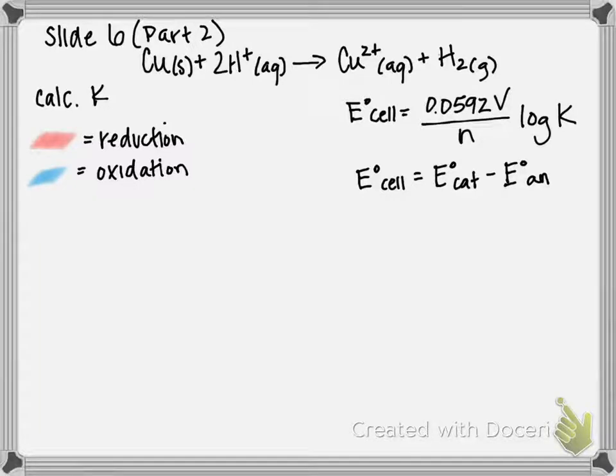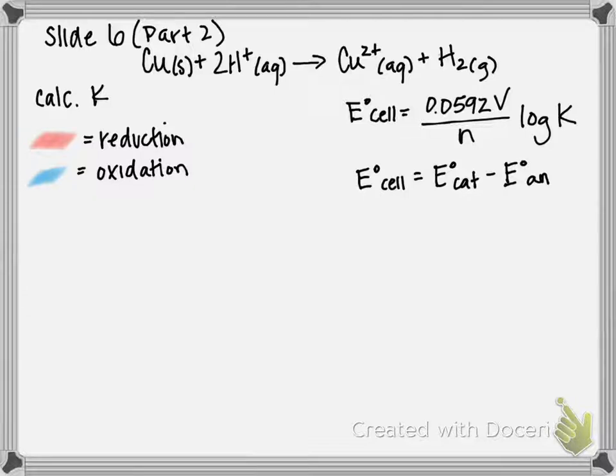This is the example on slide 6 of our chapter 20 part 2 PowerPoint. Here we are asked to calculate the K, or equilibrium constant, for the oxidation of copper by hydrogen ions. They have the equation written for us, and we're going to be using the equation relating our standard cell potential to our equilibrium constant written on the slide here, as well as the standard cell potential calculation from each half reaction.